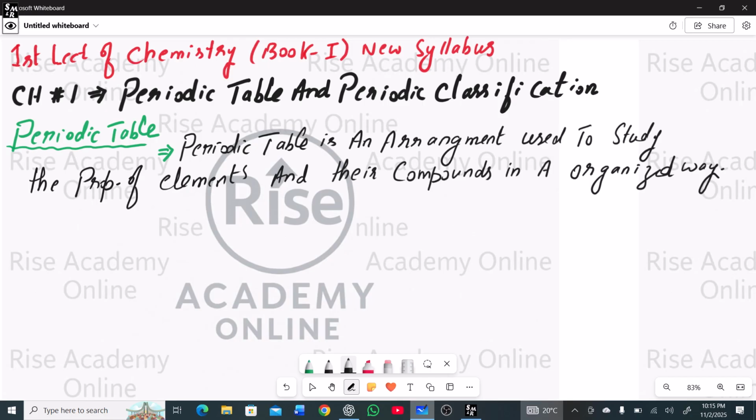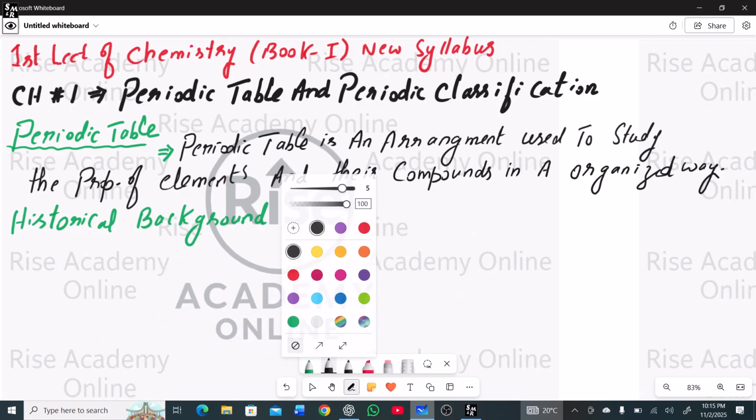The current form of the periodic table, as we see today, is not a story of a day or 2 days or a few weeks or a year. It has been a long story. So in our book, first discussed was the historical background. It is just the history of the periodic table, how it has been developed to the current form.